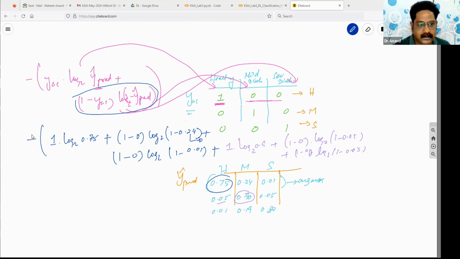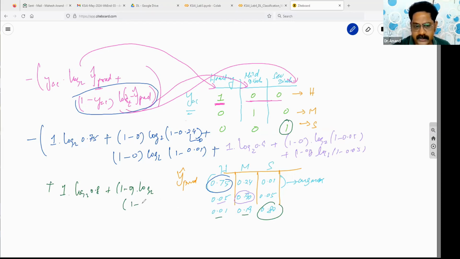Third record, which is the hot vector. This is the hot node, right? So first, I always substitute the first 2 as the hot node: 1 times log base 2 of 0.8, plus these 2 are cold nodes, so 1 minus 0 times of log base 2.